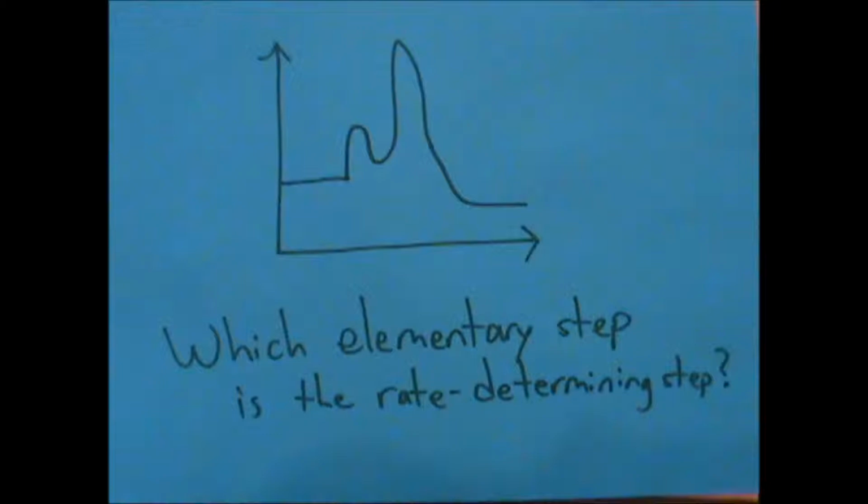So again, the rate determining step is your slowest step. There's two steps here, a fast one and then a slow one. The second step is your rate determining step by virtue of having the largest activation energy.